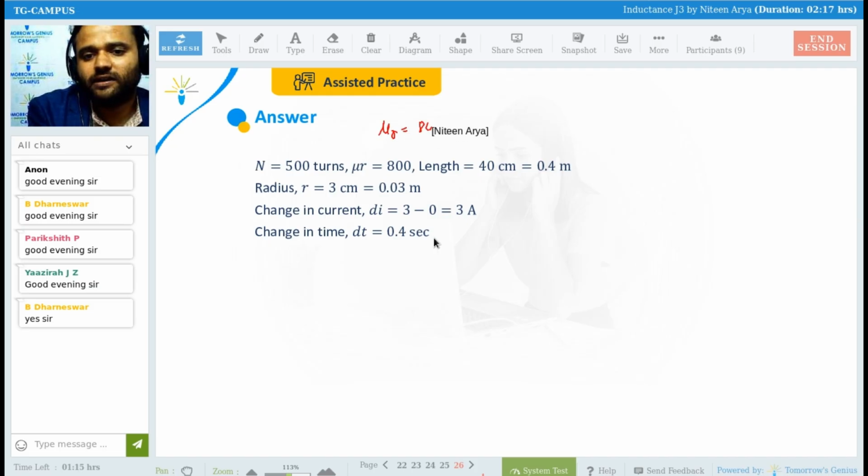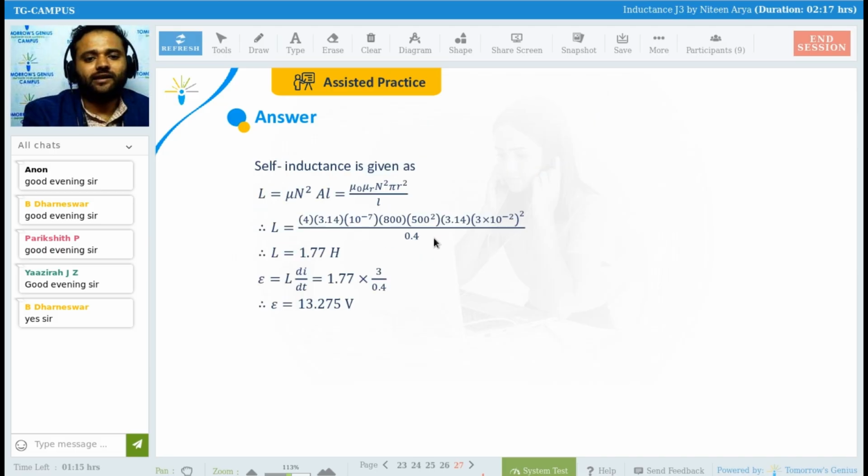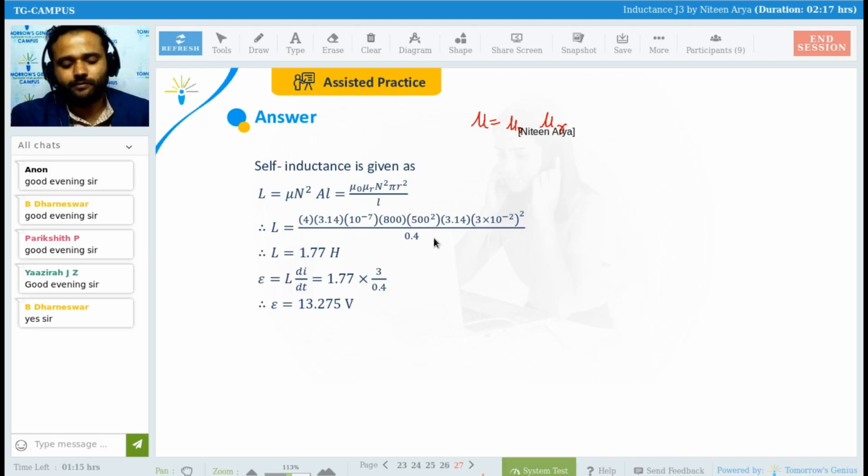Mu r is 800, and we are going to put mu r times mu naught whenever mu r is given. So length is 40 centimeters, change in current di is 3 amperes, change in time dt is 0.4 seconds, and putting everything in, self inductance L equals mu n square A l. Why should I put mu here? Because whenever you have mu r, that is relative, and you need to put mu naught times mu r. Is this clear, everyone? So 13.275 or 13.375.